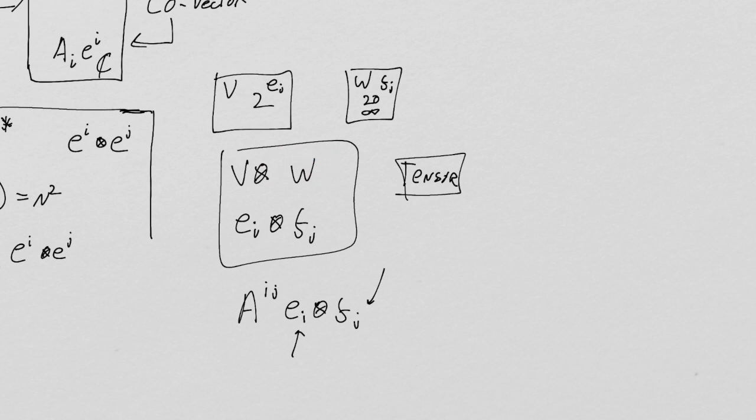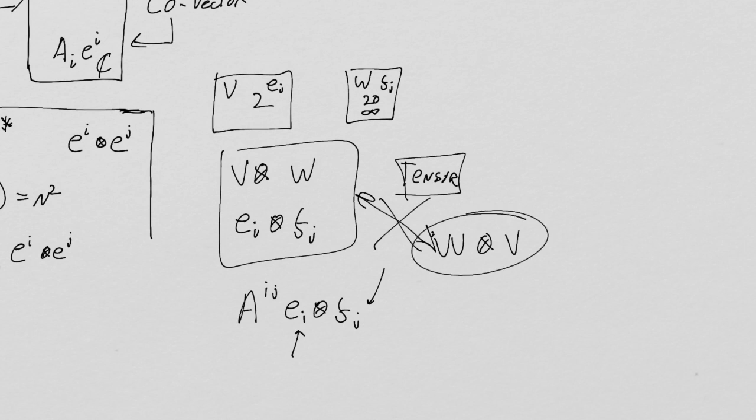And also notice that V tensor product W and W tensor product V are not the same. These are not the same tensor product spaces. Order matters. Because the basis vectors for this guy are Fj tensor product Ei, and its components would be Aji. It's very similar, but it's not the same, technically speaking.